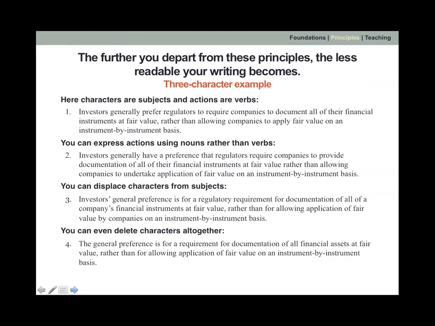So here is the explanation. First one, characters are subjects, actions are verbs. Here, we still have characters as subjects, but actions have become nouns. Here, we have displaced the characters from the subjects. And then finally, in four, we are deleting the characters entirely and altogether.